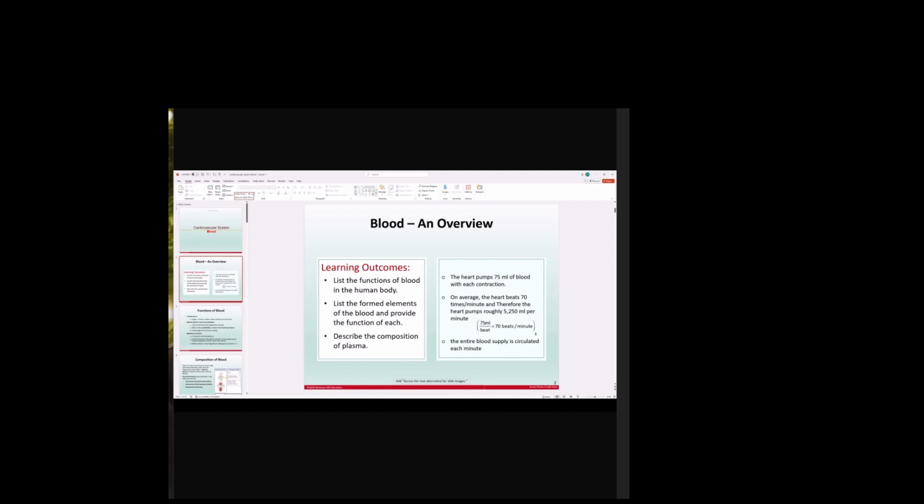On the right side here, I said the heart pumps about 75 mLs of blood during each contraction. And we said earlier that the heart beats an average of 70 times a minute. And if you do the math, the heart will be pumping roughly 5,250 mLs of blood per minute. I said the entire blood supply is circulated each minute.